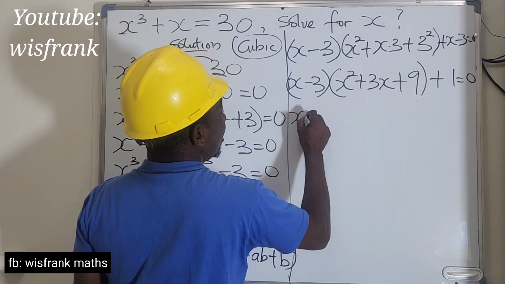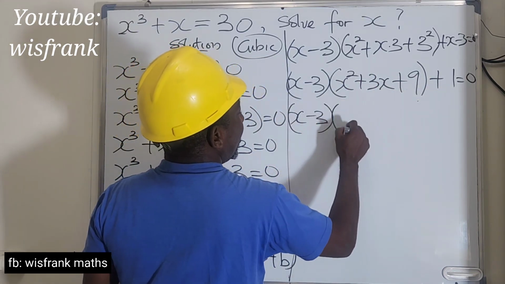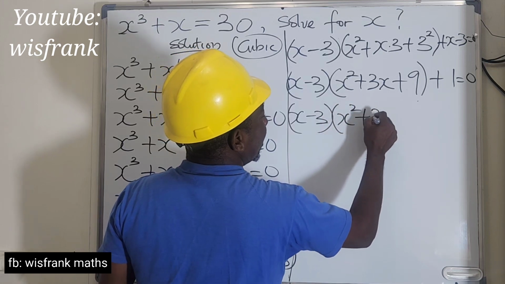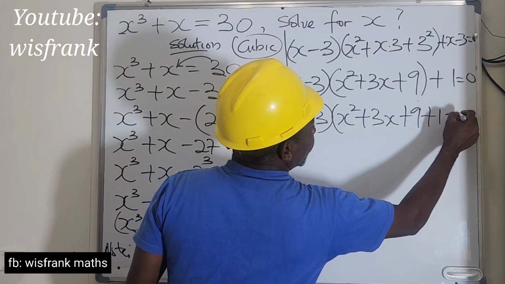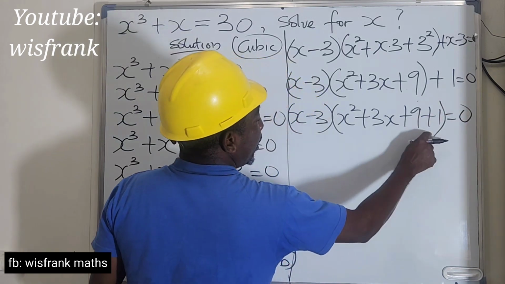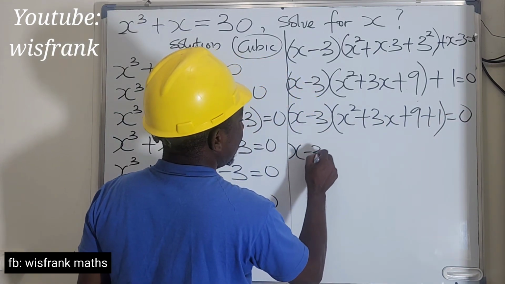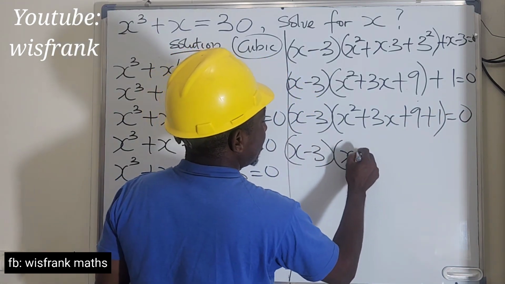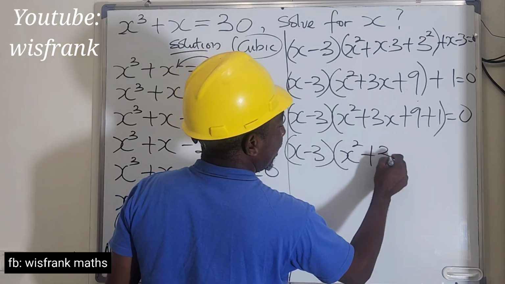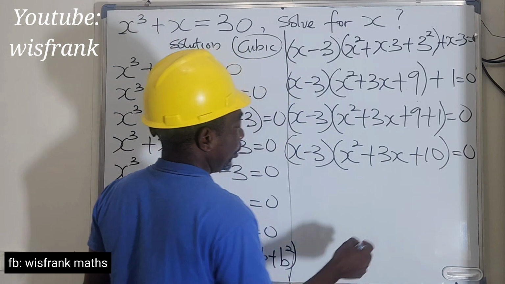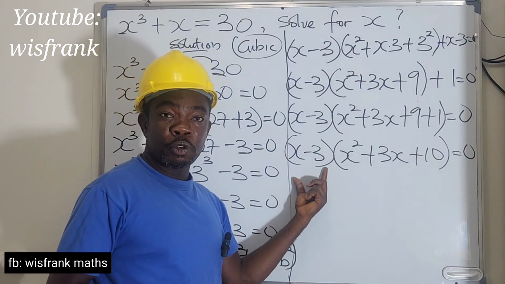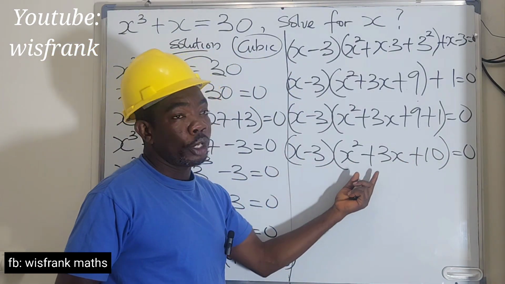So we have (x - 3)(x² + 3x + 9 + 1) = 0. So here it becomes (x - 3)(x² + 3x + 10) = 0. Here we have two parentheses. Either the first one equals 0 or the second one equals 0.